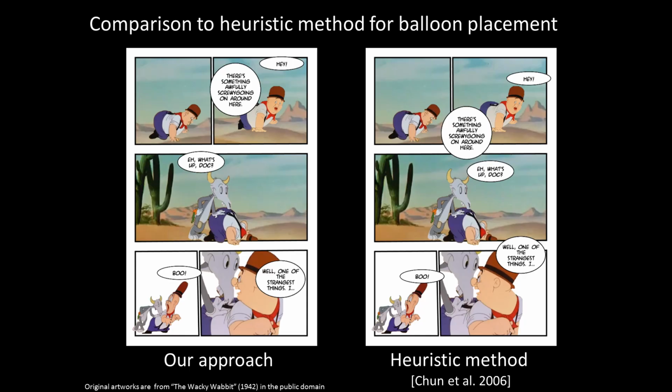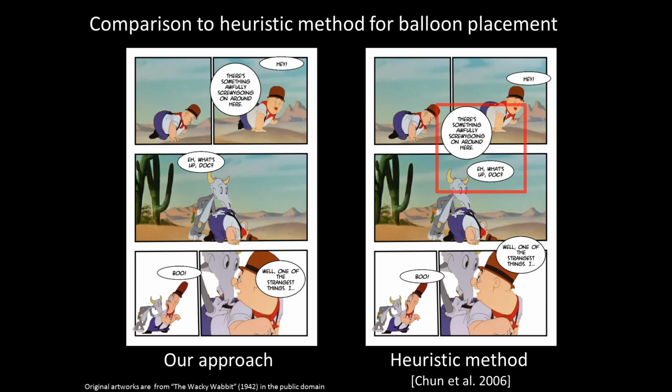We evaluate our approach by comparing it with a heuristic method for balloon placement. Here we show results by our approach and the heuristic method. Since the heuristic method only does balloon placement, we use the subject locations produced by our approach as input into the heuristic method. The heuristic method may mislead the reader.